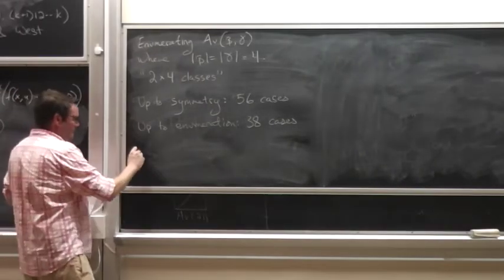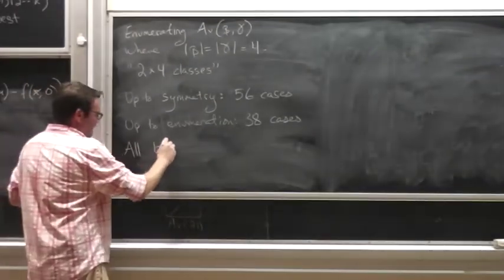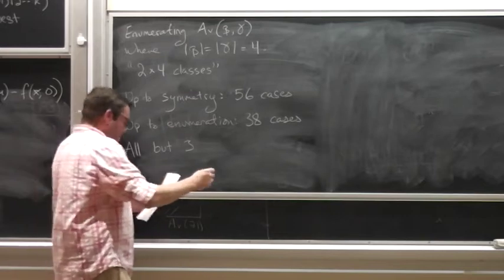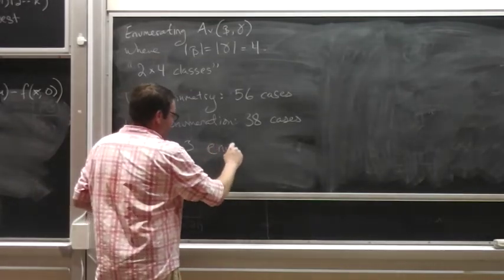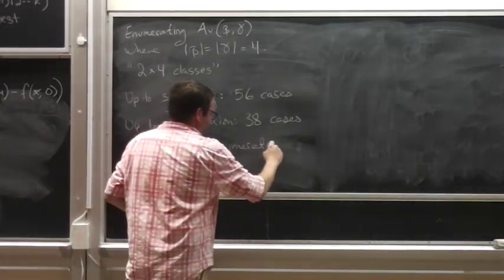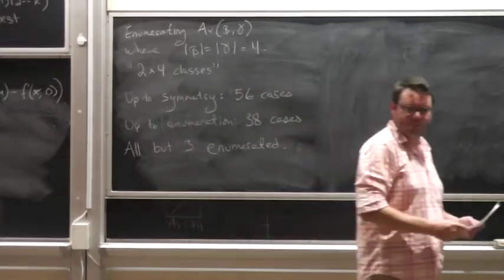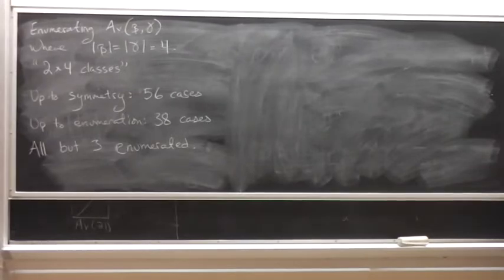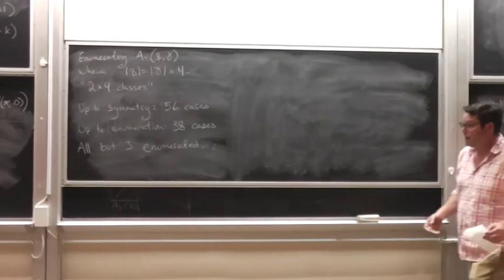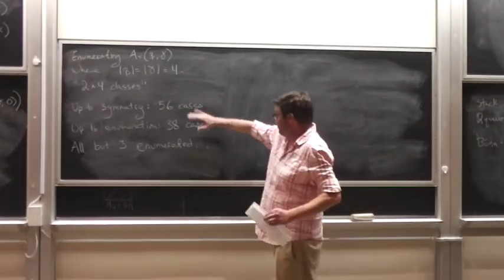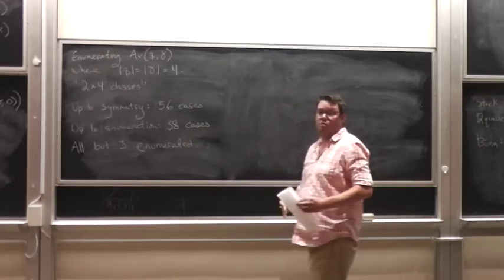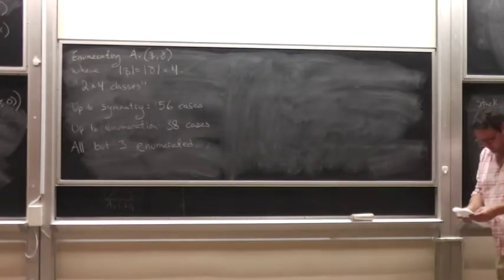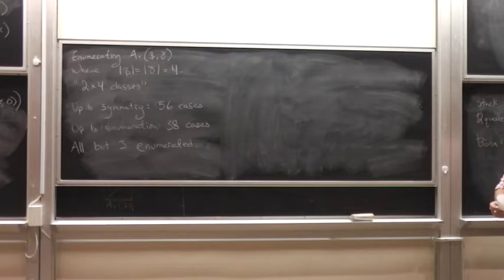And of these, all but 3 are now enumerated. So this has been a lot of work by a lot of people to get the 38 down to 3 that we don't know. And you still don't know, even after this talk. We still don't know the 3.